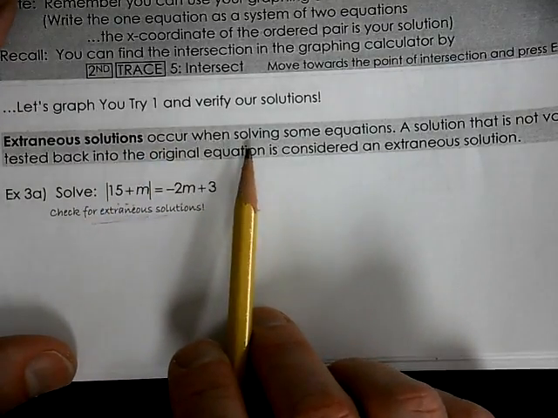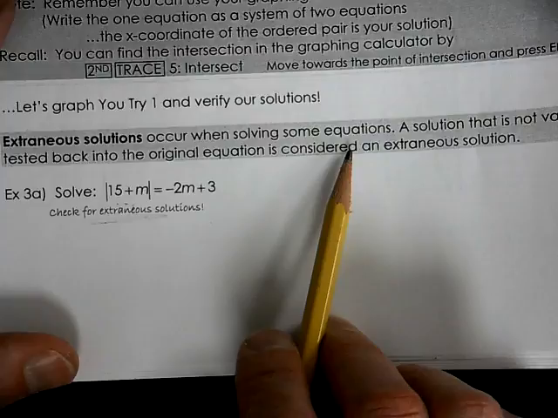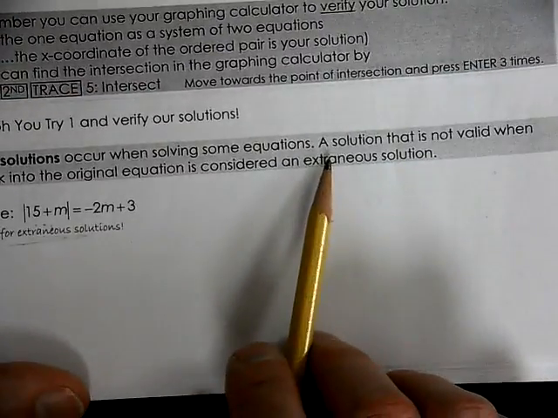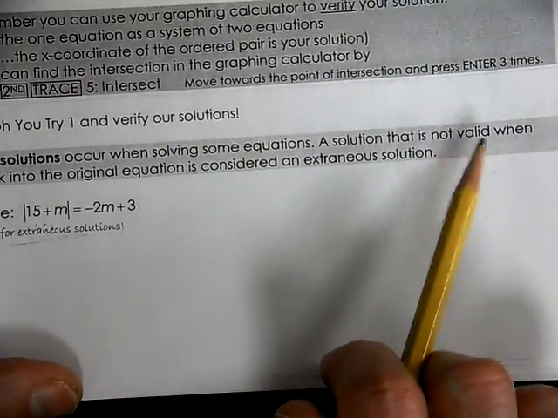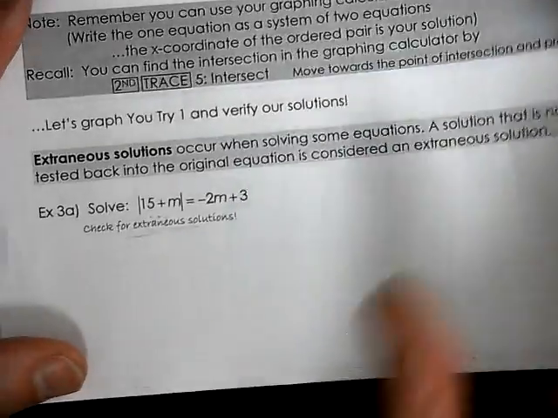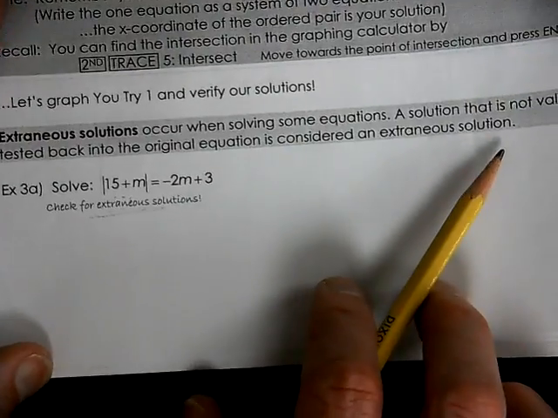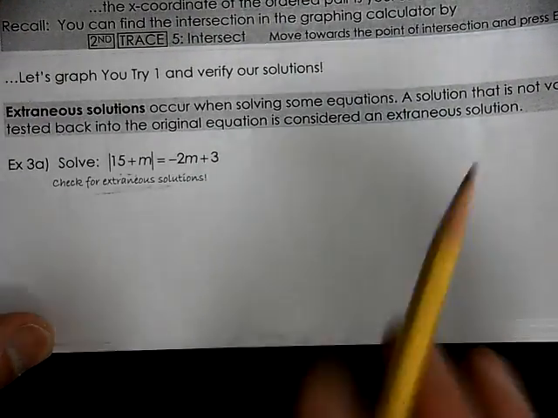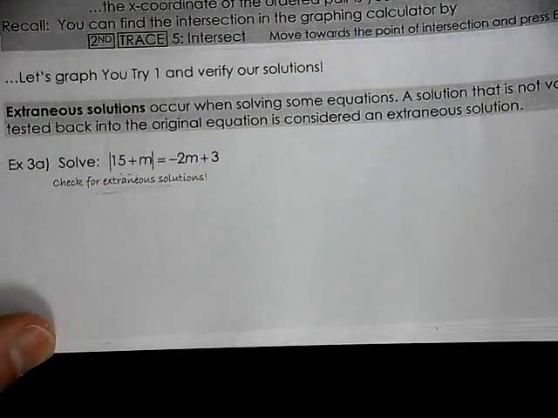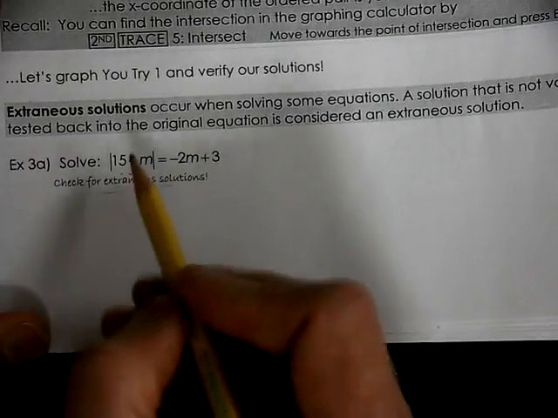solution occurs when solving some equations. A solution that is not valid when testing back into the original equation is considered an extraneous solution. Your math is perfect. You plug it back in, it doesn't work. That answer is not considered wrong. It's considered an extraneous solution. So let's go ahead and try it.